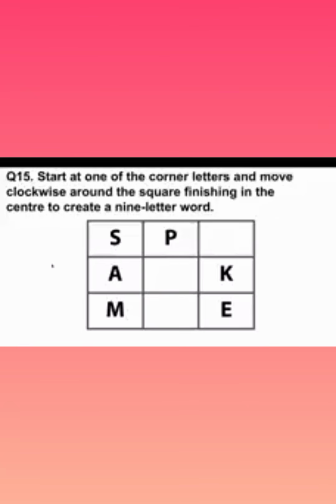So start at one of the corner letters and move clockwise around the square, finishing in the center to create a 9-letter word. So what is the answer to question 15? Again, please put it in the comments box below the video. You can pause this part to answer the question.